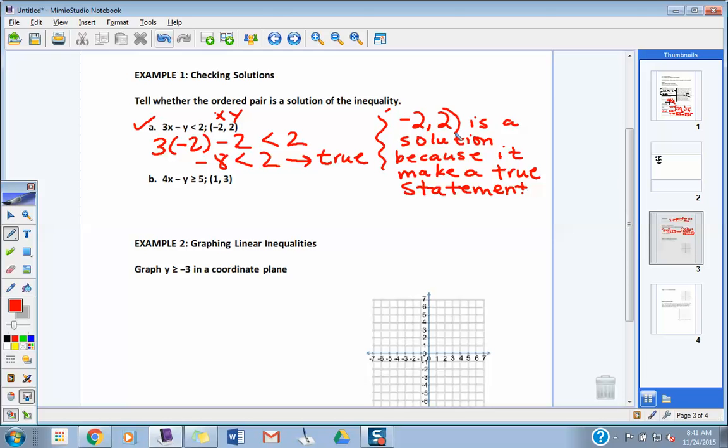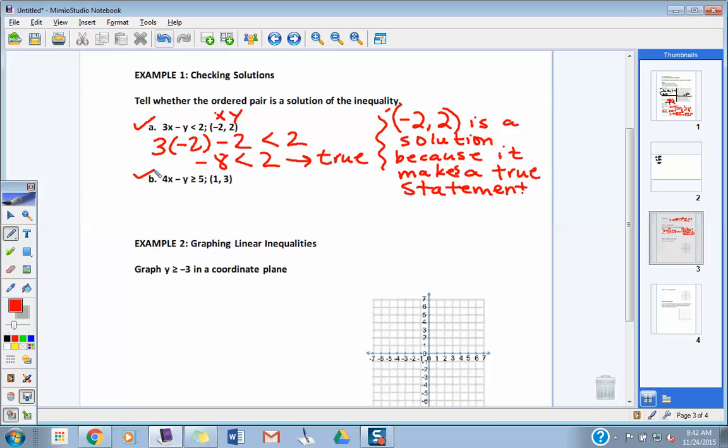Negative 2 comma 2 is a solution because it makes a true statement. How about it makes a true statement right here? All right, negative 2 comma 2 is a solution because it makes a true statement. What I'd ask you guys to do right now, try B on your own. See what you get there.